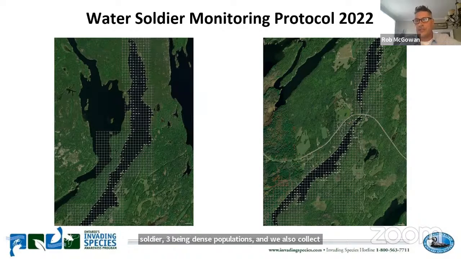So the top 3 species of aquatic plants that are present along with water soldier. And this is useful because now year after year, we can compare how successful our treatments are and how the plant community is changing, or if water soldier is even present anymore, which is our goal, to eradicate water soldier.